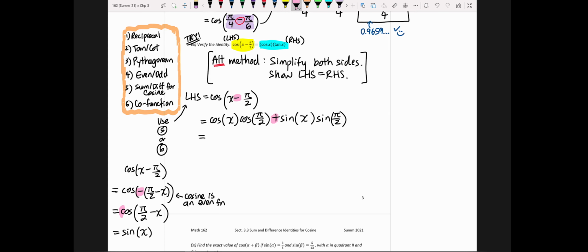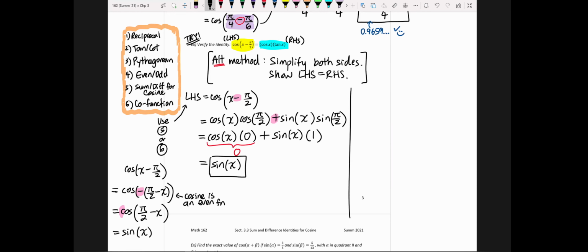First, second. And so cosine of pi over 2: at 90 degrees, the x coordinate is 0. Sine of 90 degrees: at 90 degrees, the y coordinate is 1. So anything times 0 is 0, and the left side simplifies to just sine of x. Let me pause. Any questions on how we're able to simplify the left side?